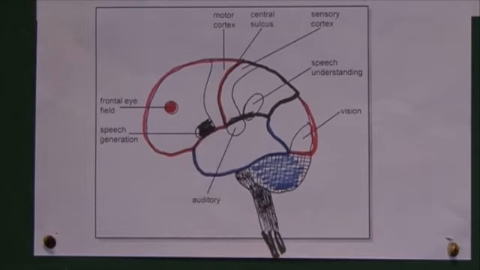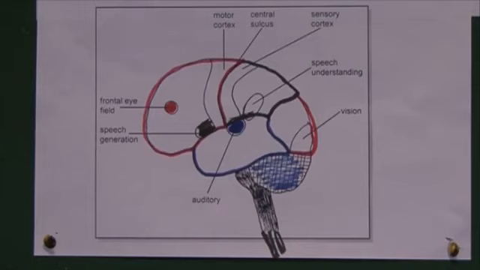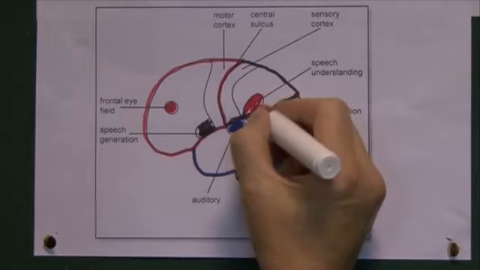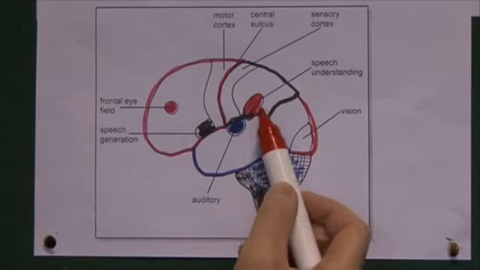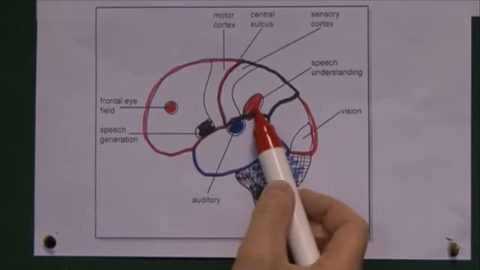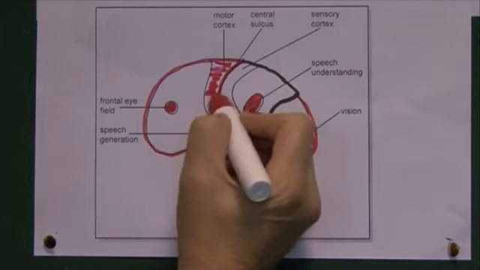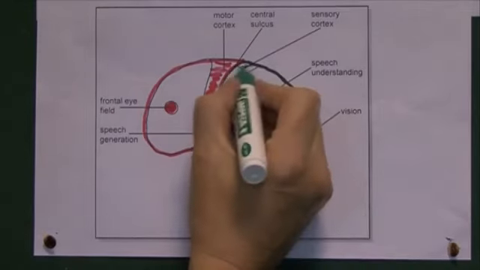Here we have an auditory area, generating hearing. And here we have an area for speech understanding. And this area here is also sometimes referred to as Wernicke's area. And of course we have the motor cortex and we have the sensory cortex.